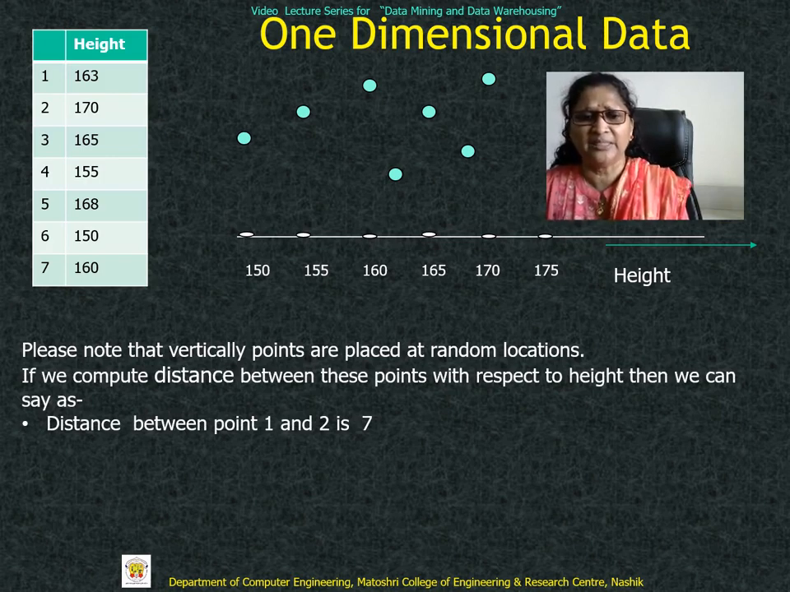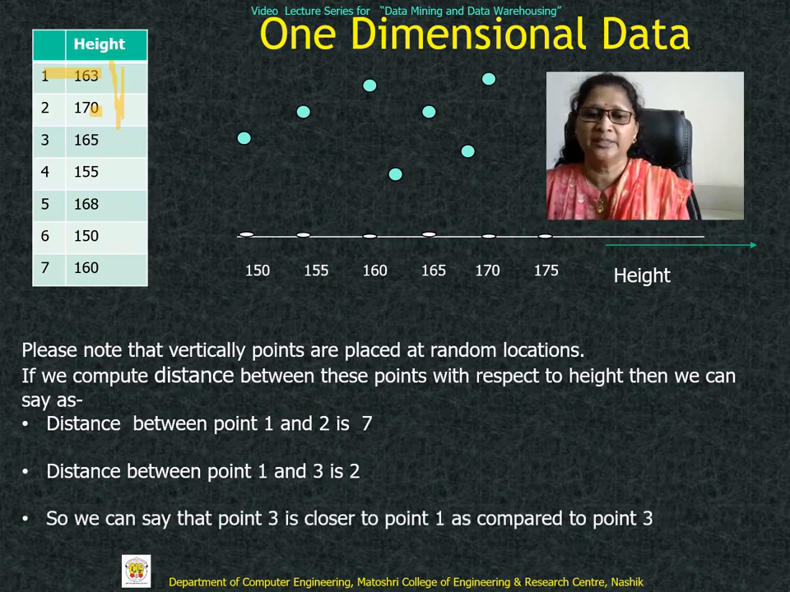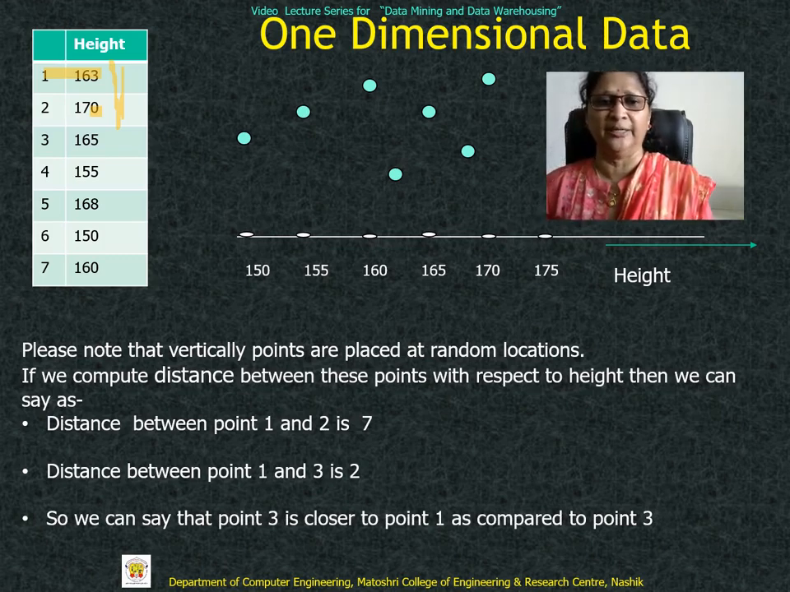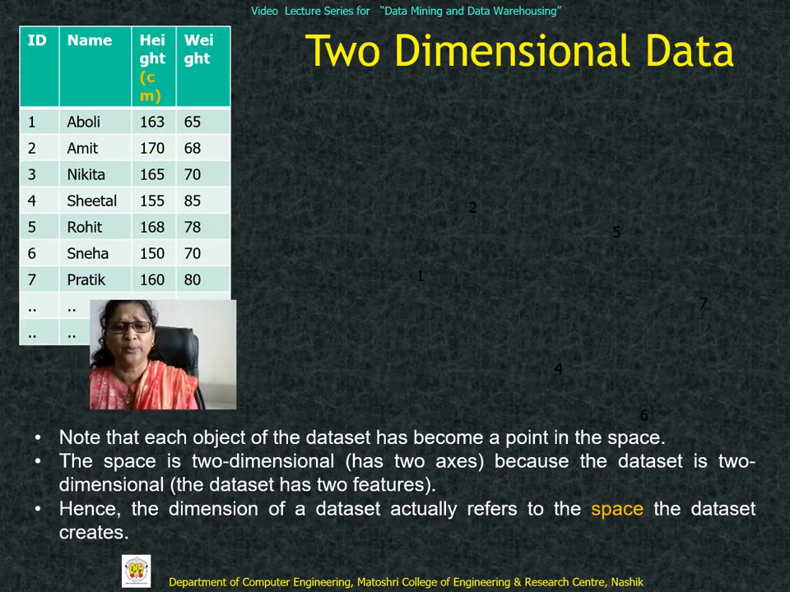If we talk about distance with respect to height, then we can say that the distance between point 1 and 2, if we look at these 2 points, is 7. Similarly, the distance between 1 and 3 is 2. And the distance between any 2 points we can similarly compute. Looking at point 1 with respect to 2 and 3, we can also say that point 3 is closer to 1 as compared to point 2. We shall be using these terms. This is just an introduction to the term distance. We will see how to compute it.